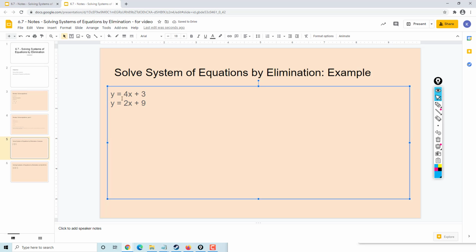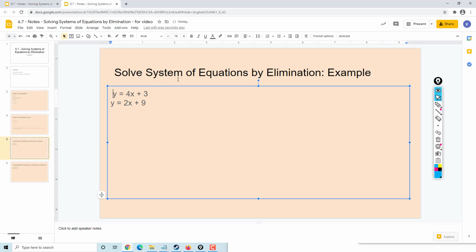So we know y is equal to 4x plus 3, y is equal to 2x plus 9. We figured out how to solve these using substitution in the last lesson, but we can always also use elimination. We should arrive at the same solution. What we can do is we can say, hey, these two are equal. y and 2x plus 9 are equal.